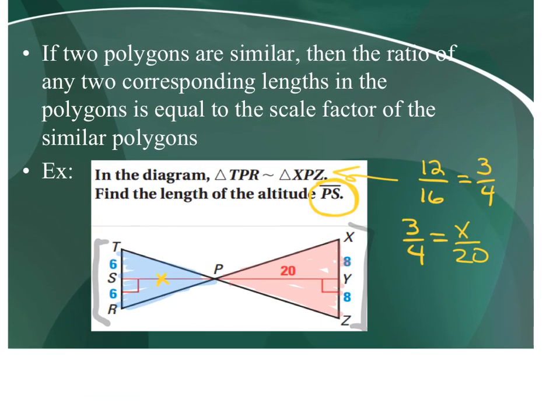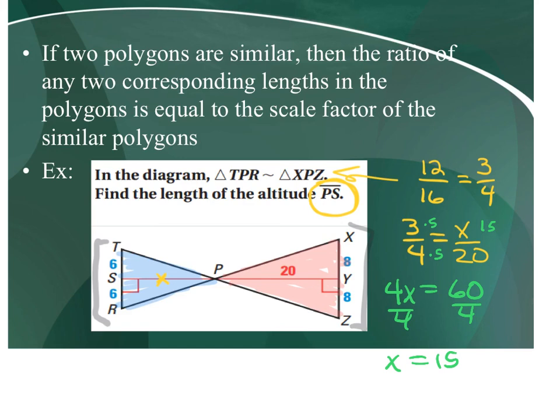Again, I'm going to use cross products here. Now, sometimes the proportions are nice and pretty like this, and you can just look at this and figure out that, hey, I multiplied 4 by 5. I could do that to the 3 and get 15 here for X. However, if you don't realize that, then you're going to do the cross products, 4 times X, 3 times 20, divide by 4, and X equals 15. And that would be our missing side length.